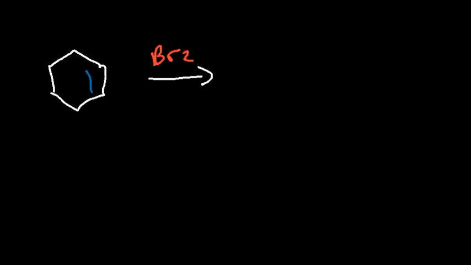Now let's say if you add it to an alkene, the bromine under radical conditions will not react with the double bond. What's going to happen is it's going to replace the allylic hydrogen, the one that's one carbon away from the double bond. So you're going to get this as an answer.